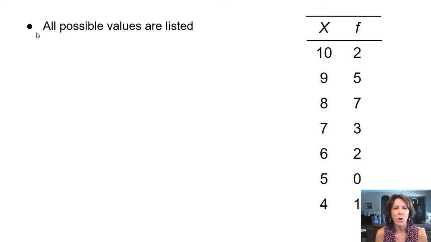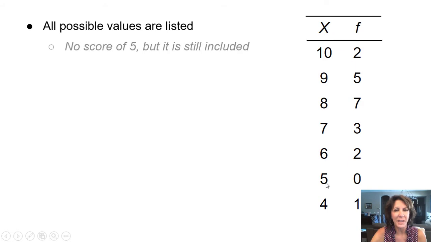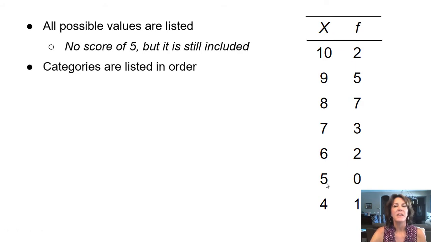Well, first of all, we do see that all possible values are listed. The lowest score was a 4 and the highest score was a 10, but no people had a score of 5. That doesn't matter. We still include it in this list. Also, the categories are listed in order. We list our categories from largest to smallest, the largest number at the top going down to the smallest.